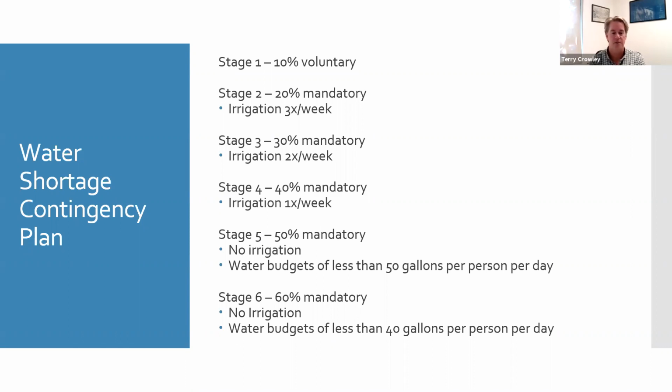And then again, at 60% mandatory, we go further into this: no outdoor irrigation, but then also looking at 40 gallons per person per day and really looking at how people use that water indoors and how they can use that water multiple times to achieve some pretty significant conservation.